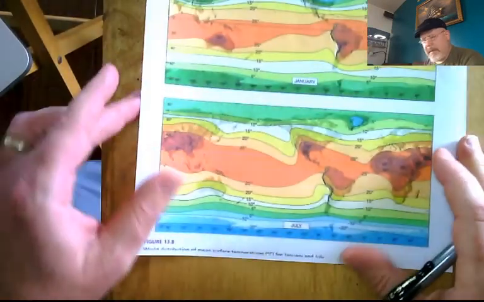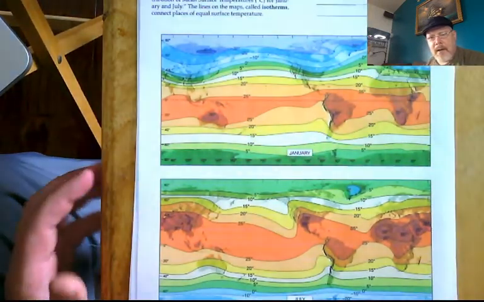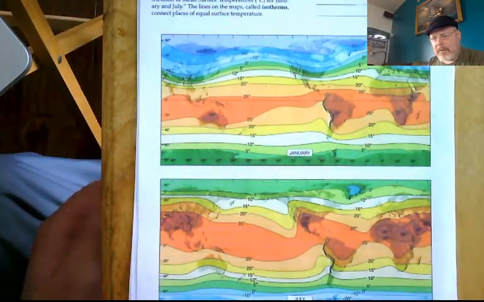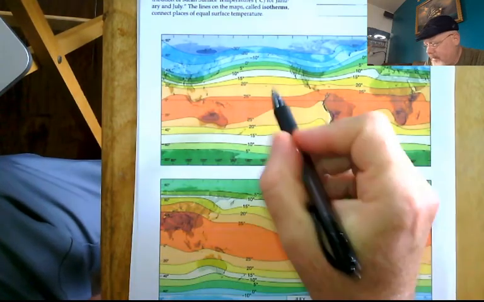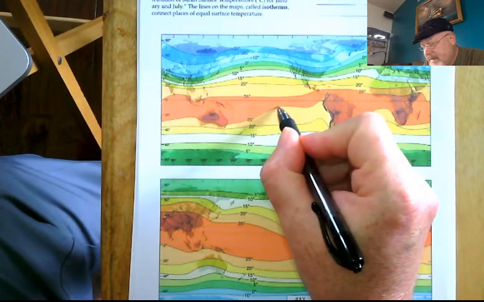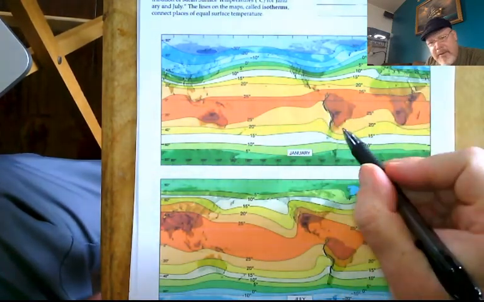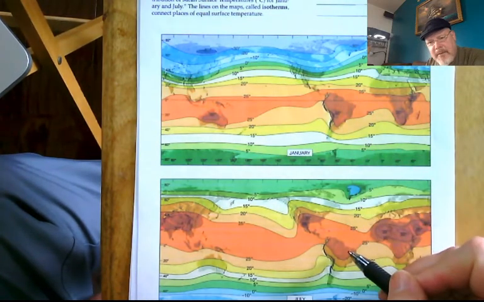All right, that moves off to this next picture. This is figure 13.8. And what you're looking at is what's called an isotherm. If we follow this line right here, that means it would be 25 degrees Celsius everywhere along that line. And what we're looking at is the isotherms for January. This is the isotherms for July.